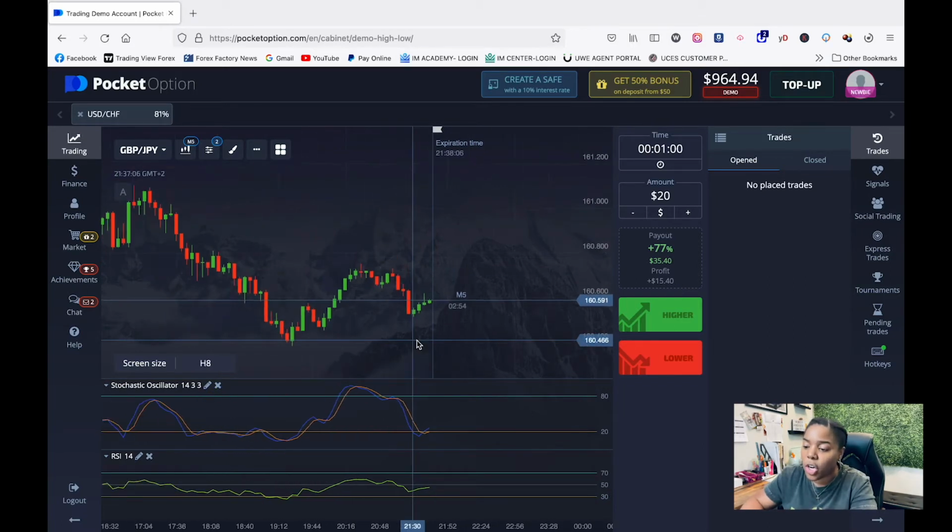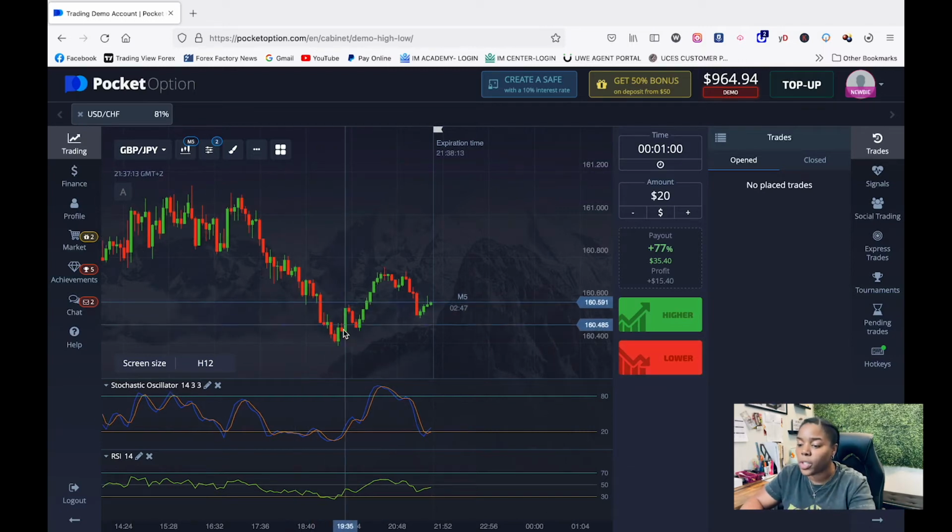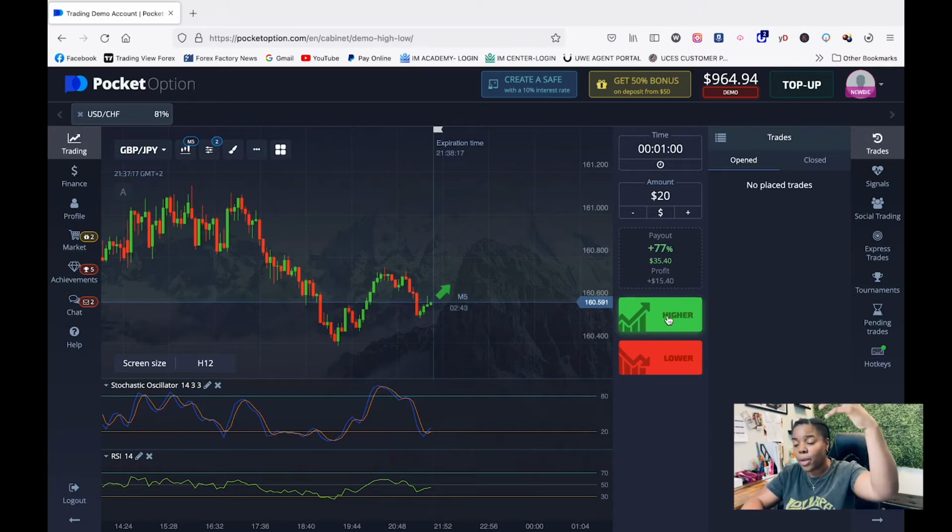Now, if I think this trade is going to go down, I'm going to use the red button. That means I'm going to sell it. If I think this trade is going to go up, I'm going to use the green button. That means it's going up. Red means down, green means up, okay? All I have to do is be on the right side of the prediction.